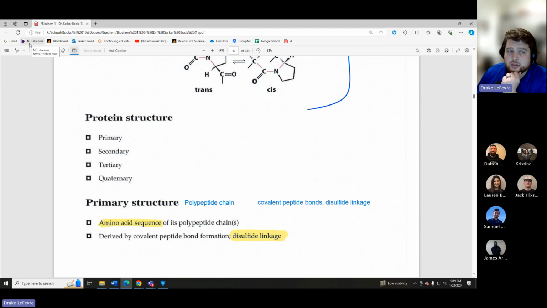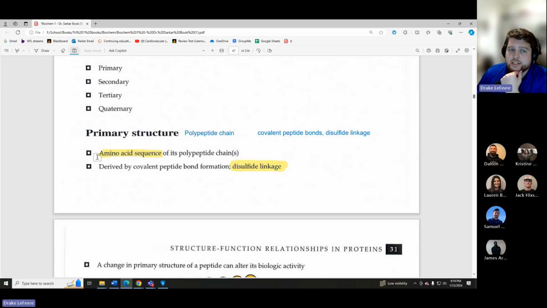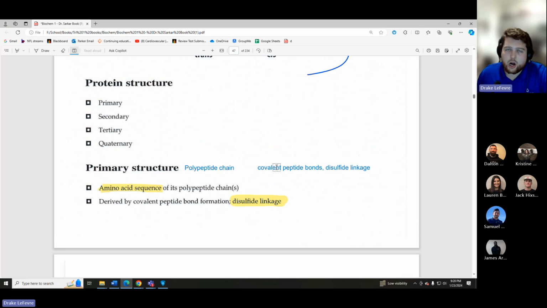Know the definition. A primary structure is the amino acid sequence of the polypeptide chain. So it's just the chain, a long string of amino acids all together. That is the primary structure. The type of bonds that you will see there primarily are covalent peptide bonds. You need to know what kind of bonds are responsible for each of these structures.